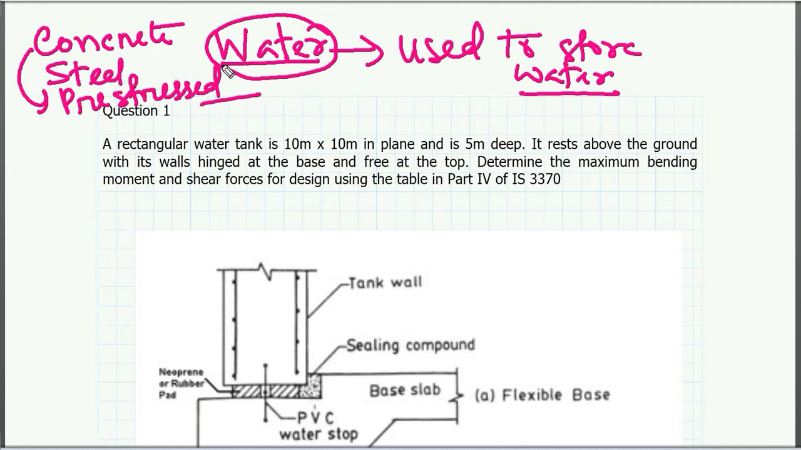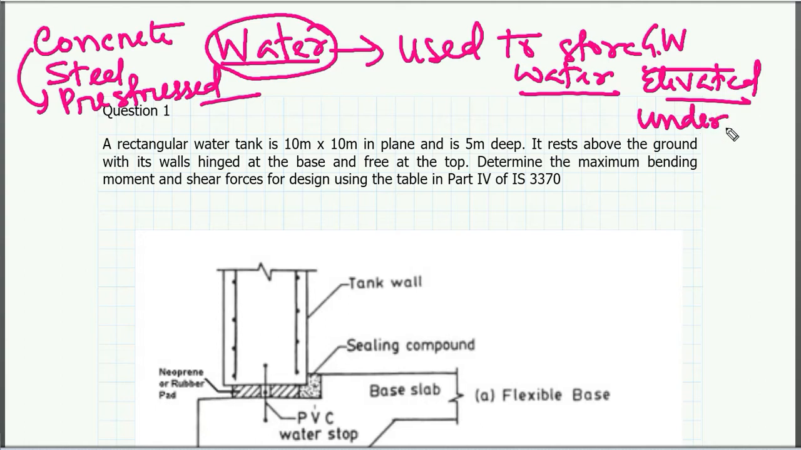etc. As well as depending upon the position or the location of the water tank, it can be a ground water tank, then an elevated water tank, or an underground water tank, etc. These kinds of water tanks can be found.